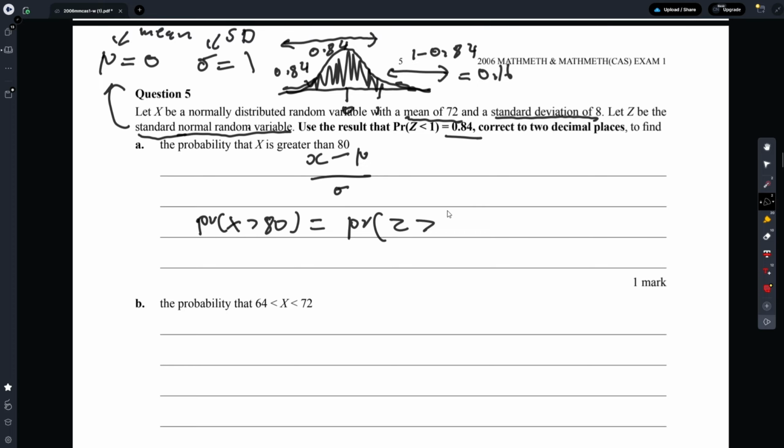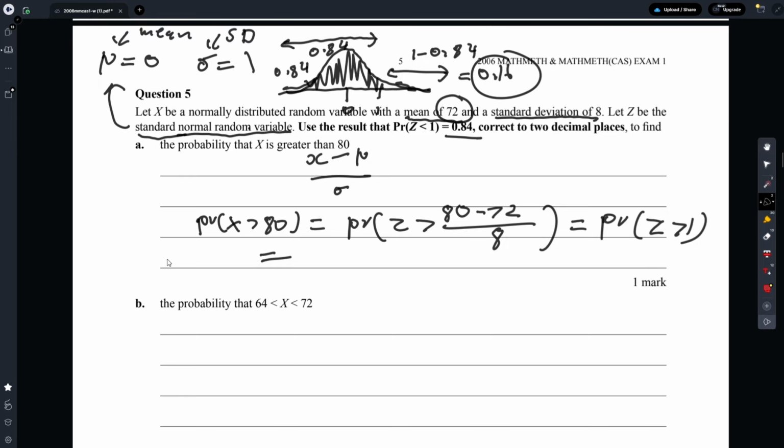So x is 80 minus the mean that they give, 72, divided by the standard deviation of 8. That gives us the probability that z is greater than 8 divided by 8, which is 1. Okay, now we have this. We can go back to this graph here. We've already worked out that the probability of z being greater than 1 is equal to 0.16. That means we can just write it right here. We've already solved it when I was explaining. It equals 0.16. Okay.